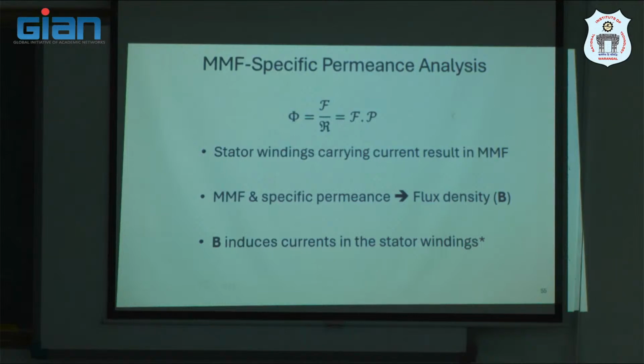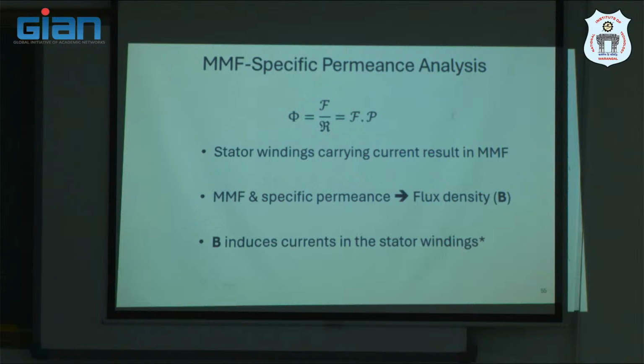So the way things work is a little bit more complex than this, but the idea is you start with a three-phase coil, you circulate current through it, it produces an MMF. That MMF along with the non-uniform air gap results in a permeance. So MMF times permeance per area gives flux density in the air gap. And this flux density will induce currents because it's a time-changing flux density. It will induce currents in the same stator coil. And that is why we are seeing certain frequencies in the stator current. Okay. So this is the broad principle behind this MMF specific permeance analysis.